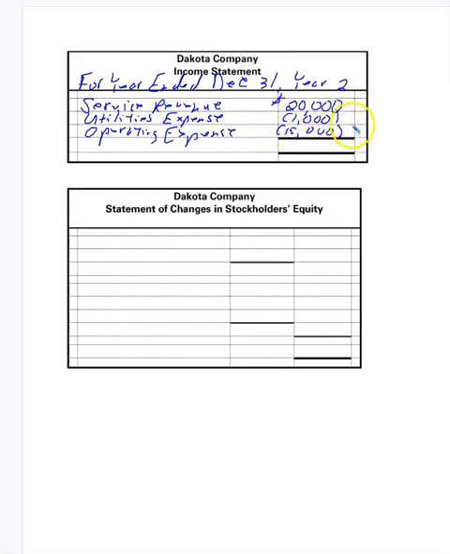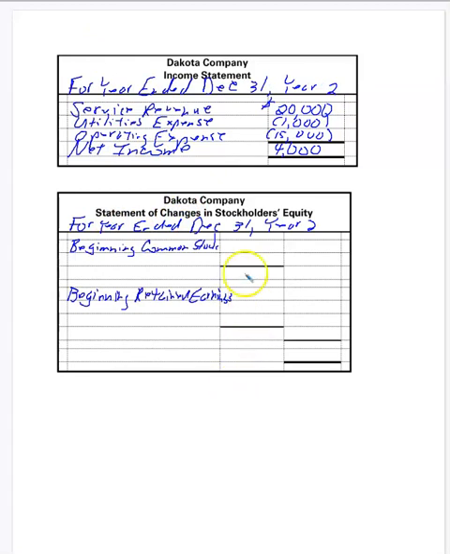A lot of times I don't really put the expenses in as negatives, but I believe you will when you work this out. Okay, so the bottom line, revenue minus expenses, that's net income. So we have $4,000. Okay, then the next one is a statement of changes in retained earnings. That also covers a period of time. So we're also going to write for year ended December 31st, year 2. Apologize for the messiness.